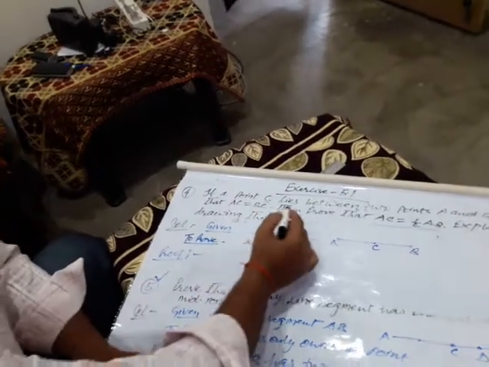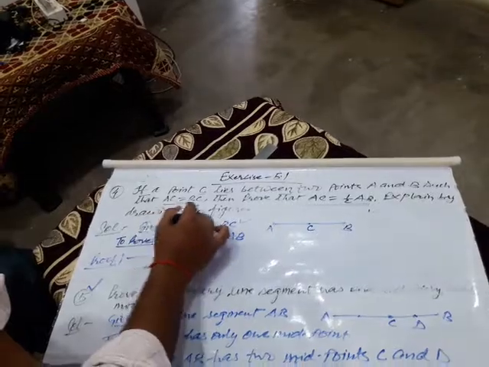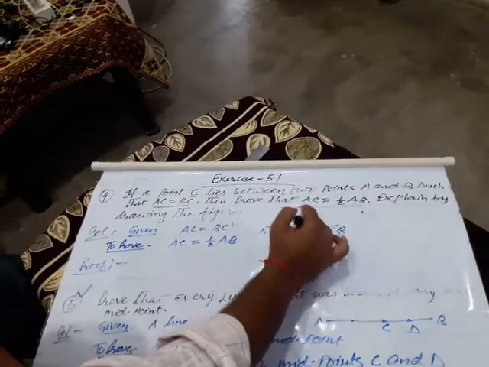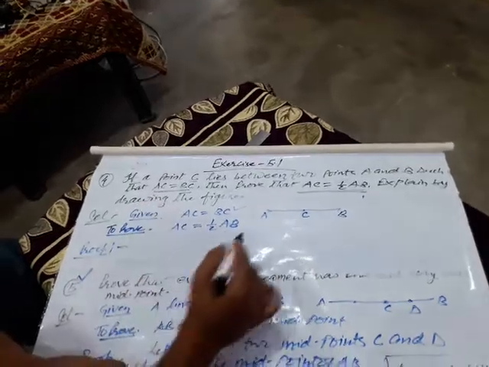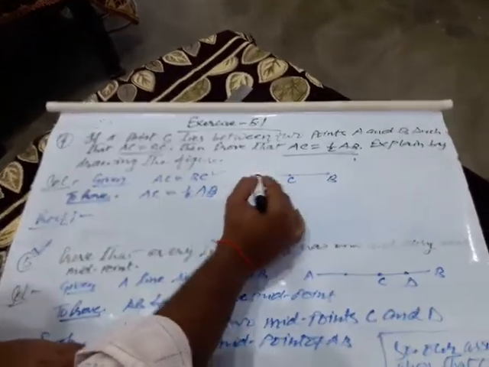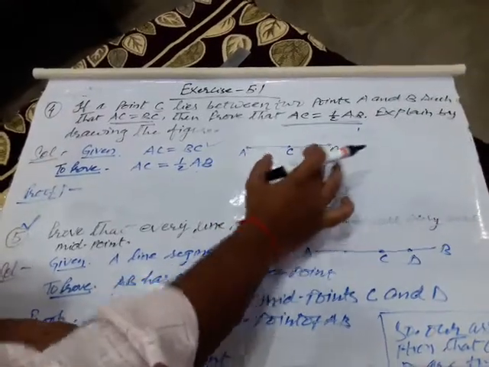If a point C lies between 2 points A and B such that AC equal to BC, then prove that AC equal to half of AB. Explain by drawing the figure. So let us first draw the figure. A and B are 2 points, C lying between A and B.